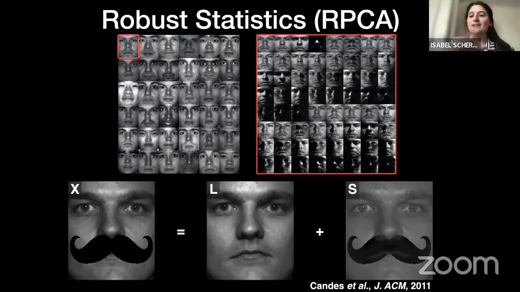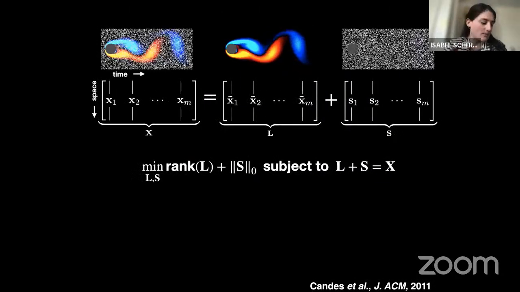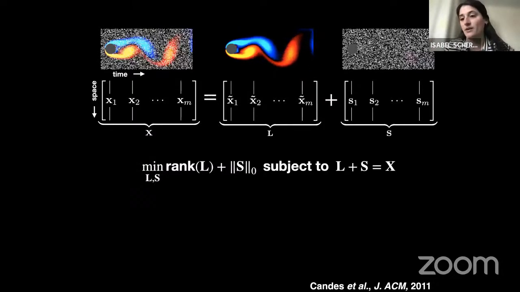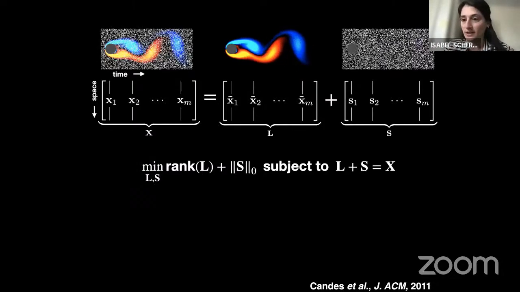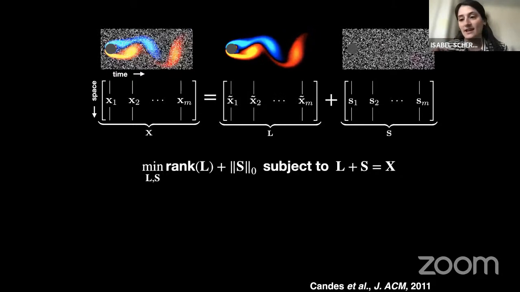So instead of removing a disguise, we want to identify our patterns in our flow field data. The way we do this is that we want to solve this optimization. This is a non-convex optimization where we want to minimize the rank of L because we want that to be as low rank as possible, and promote sparsity in S.